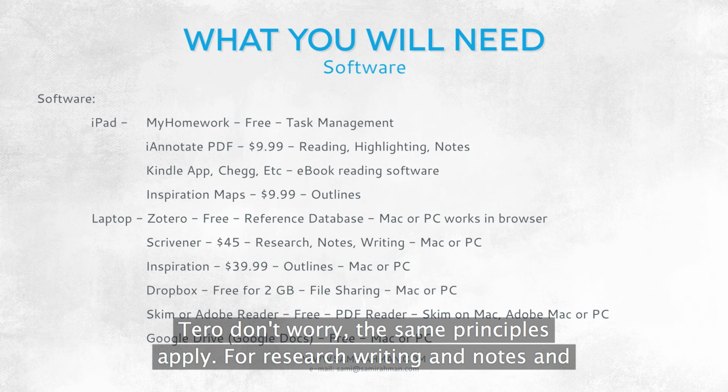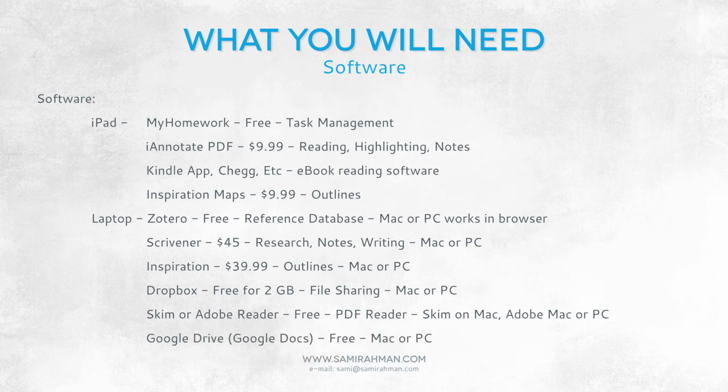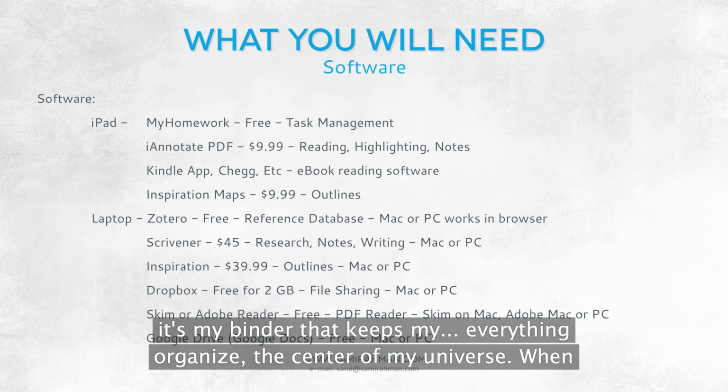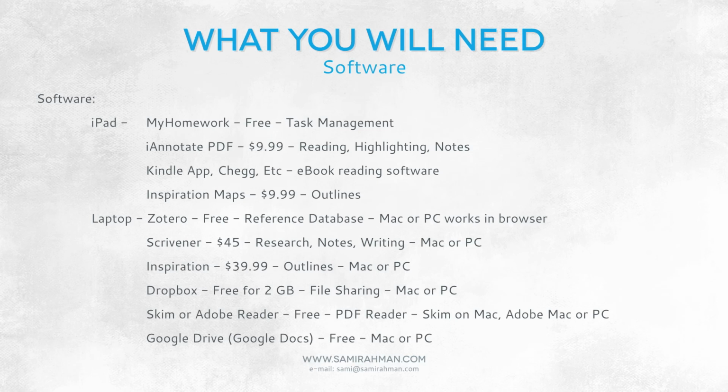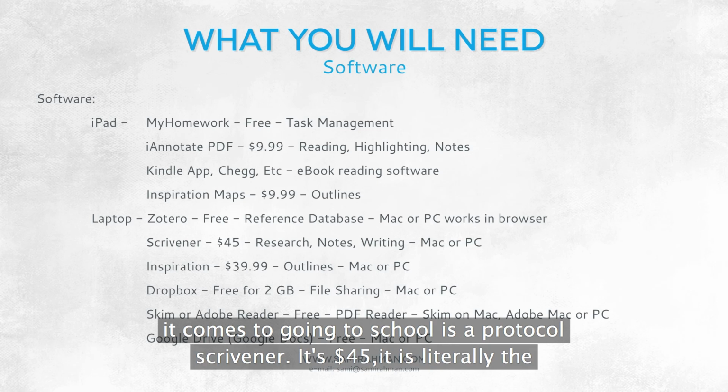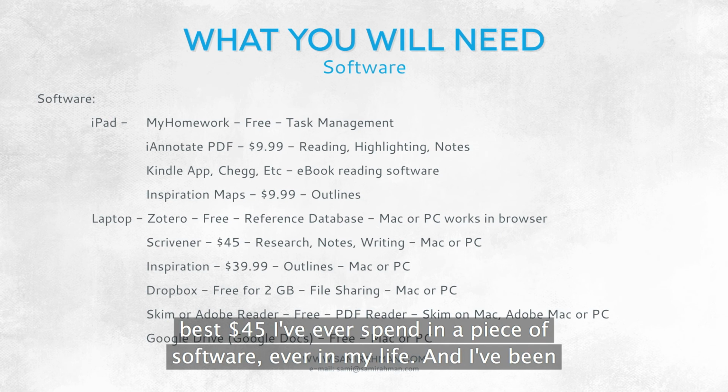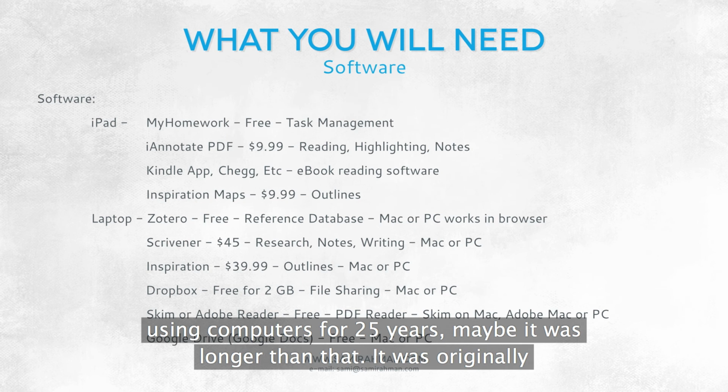The same principles apply. For research writing and notes, and as my binder that keeps everything organized, the center of my universe when it comes to going to school is a product called Scrivener. It's $45. It is literally the best $45 I've ever spent on a piece of software ever in my life. And I've been using computers for 25 years, maybe even longer than that.